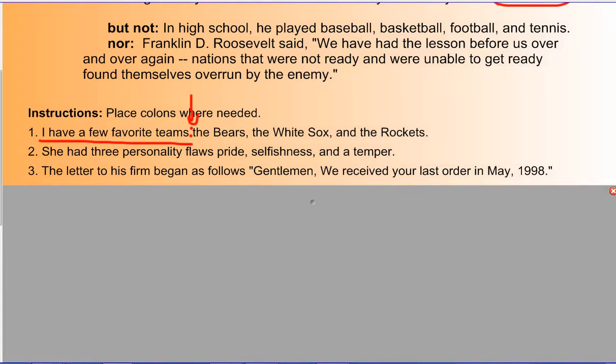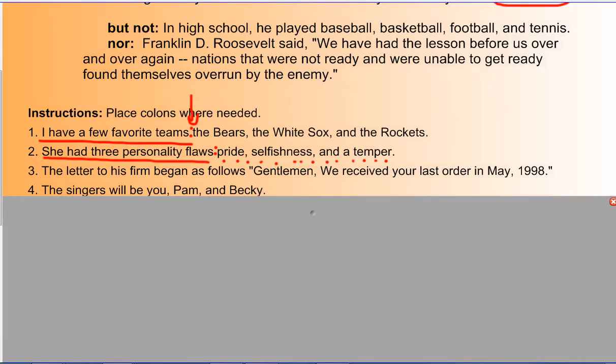She had 3 personality flaws: pride, selfishness, and a temper. So when I see that this is a list using commas, which is nice because we just talked about comma rules, and I see that what comes before is a full sentence, she had 3 personality flaws, and those flaws are, that's where I'm going to put a colon.